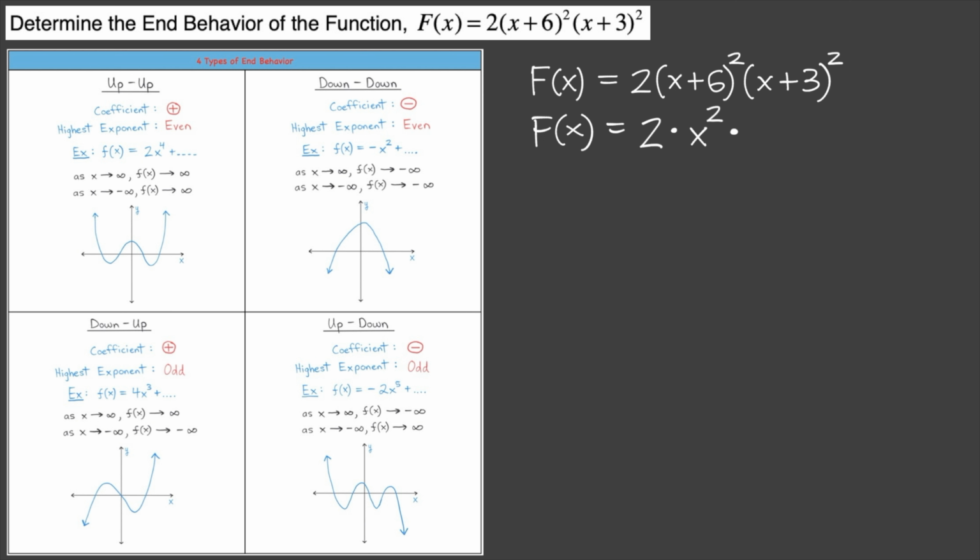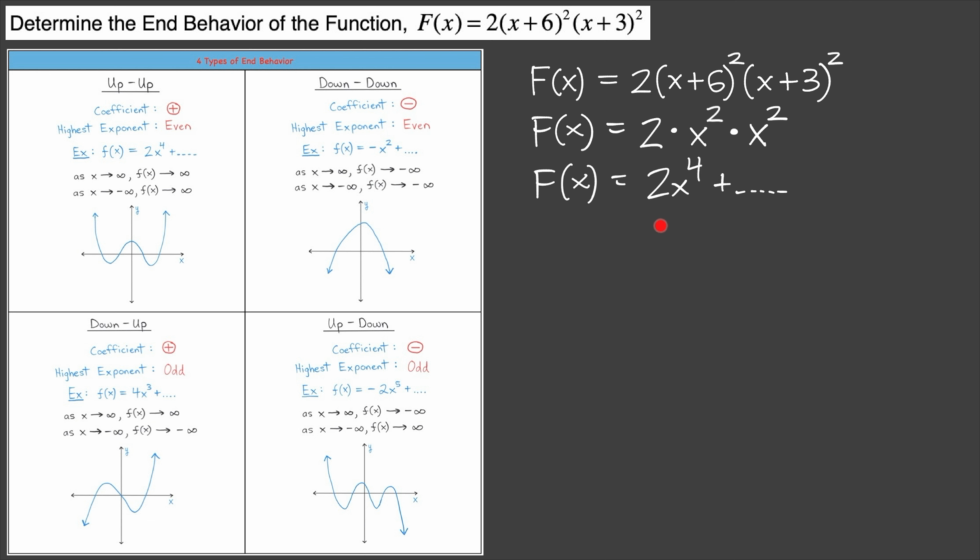Okay, next we look at the x plus 3 squared. Again, if we multiply this out, the highest term, or the term with the highest exponent of x will also be x squared. So if we multiply these out, we will get 2x to the fourth. We add the exponents, plus, and then there's going to be a lot of terms after that, but we don't care about those terms for end behavior. We just care about the term that has the highest exponent.